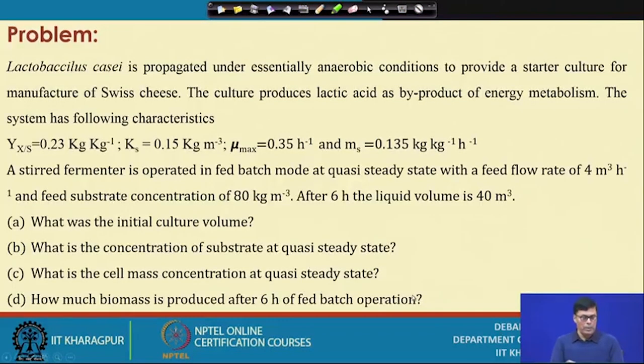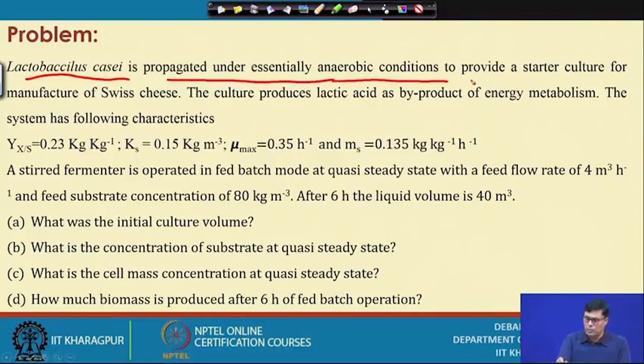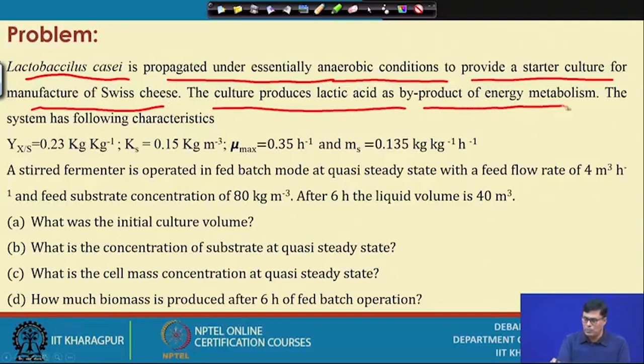Now, the last problem that we have, Lactobacillus, is also very interesting, but similar to the fed batch process. Lactobacillus is propagated under essentially anaerobic condition to provide the starter culture for manufacturing cheese. Now, the culture produces lactic acid as a byproduct of energy metabolism. The system has the following characteristics. These are the different values given.